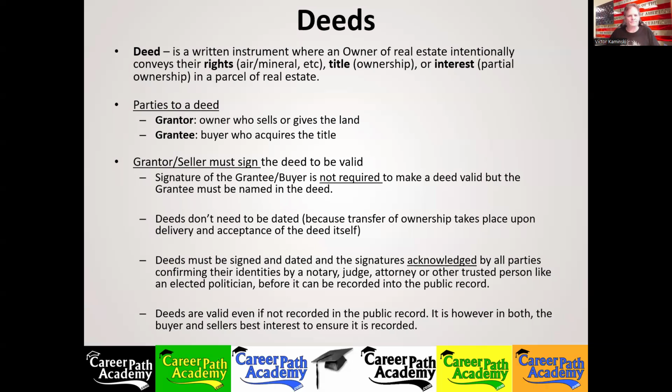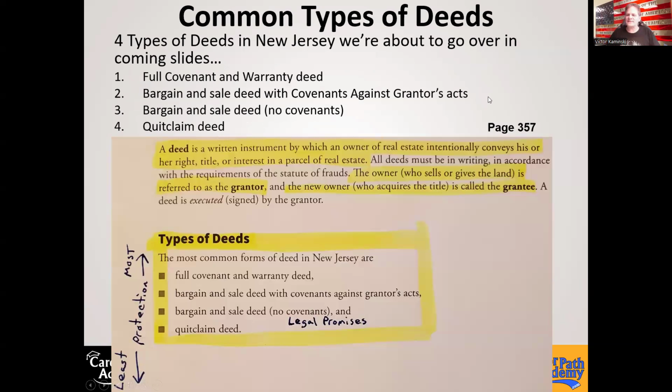Okay, so there are 4 types of deeds in New Jersey, and they are the full covenant and warranty deed, a bargain and sale deed with covenants against grantor's acts, a bargain and sale deed without covenants. Covenants are legal promises. And a quitclaim deed. So that's from those that offer the most protection to the buyer to those that offer the least.